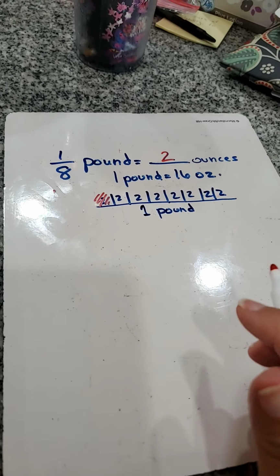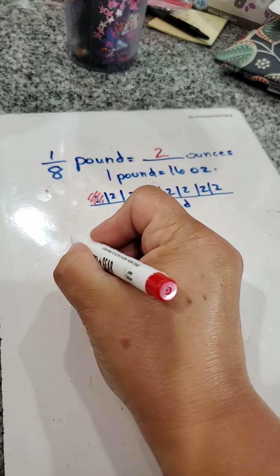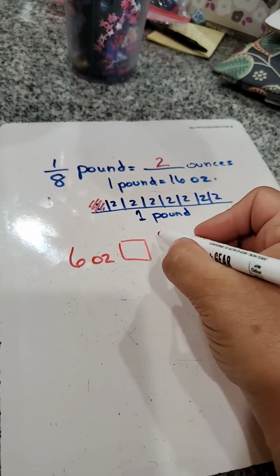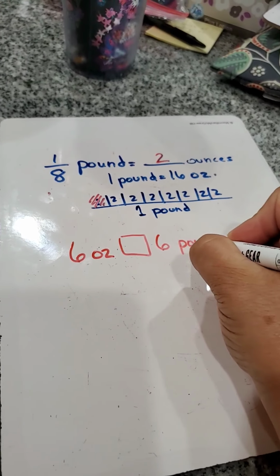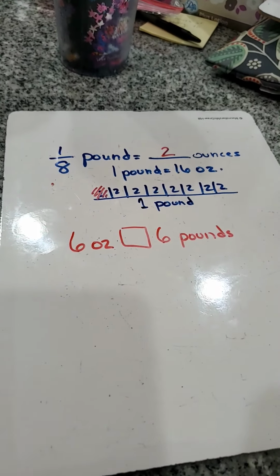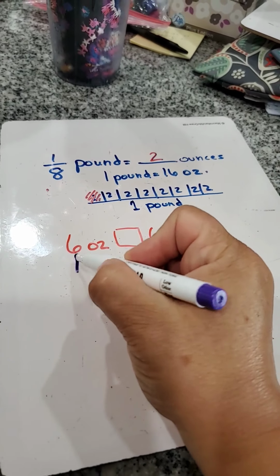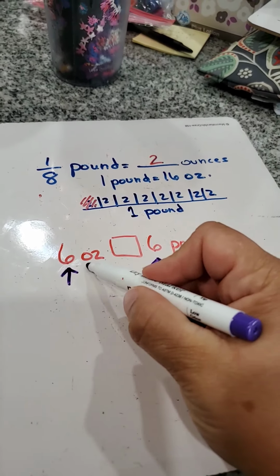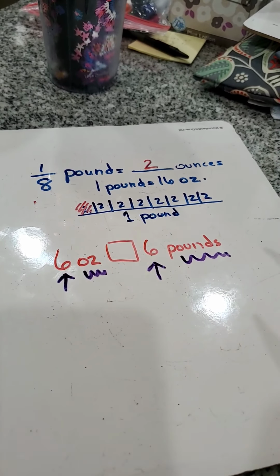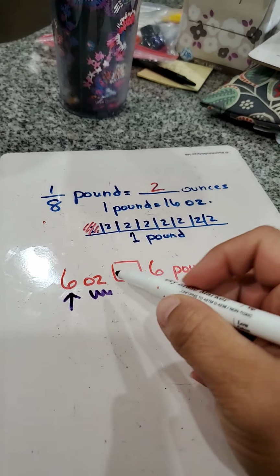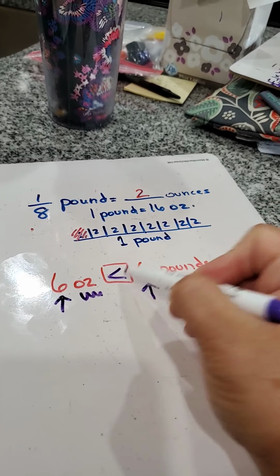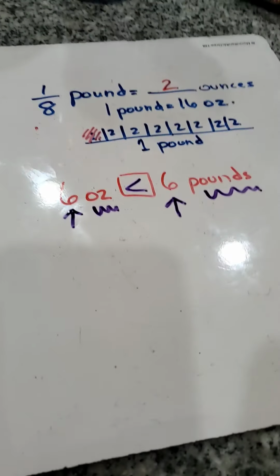And let's move on to greater than, less than, equal to. 6 ounces is greater than, less than, or equal to 6 pounds. Well, we've talked about this. If our whole numbers are the same, look at the units. We know that ounces is less than pounds, so 6 ounces is going to be less than 6 pounds.